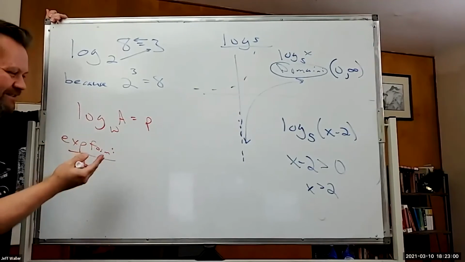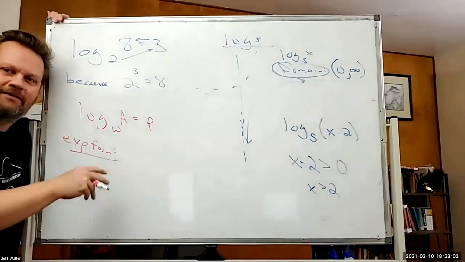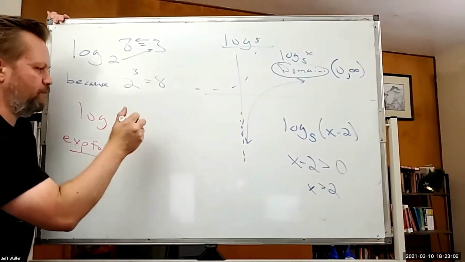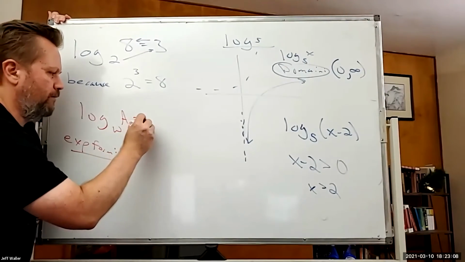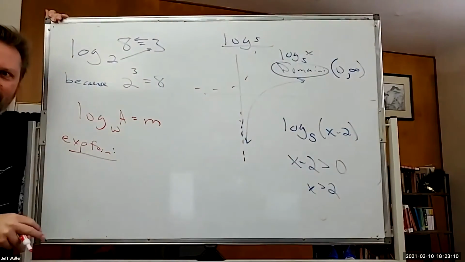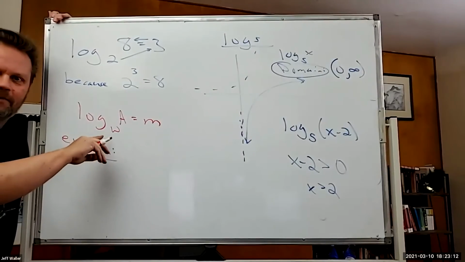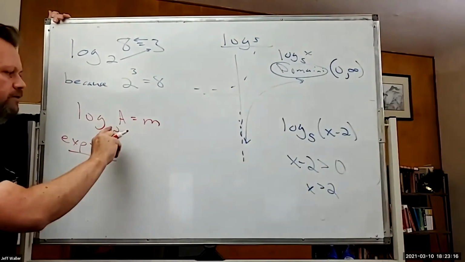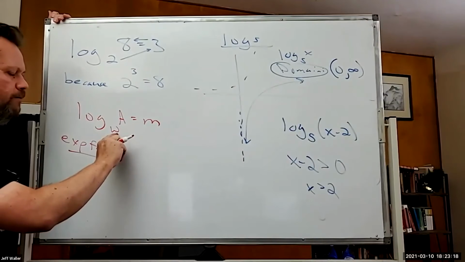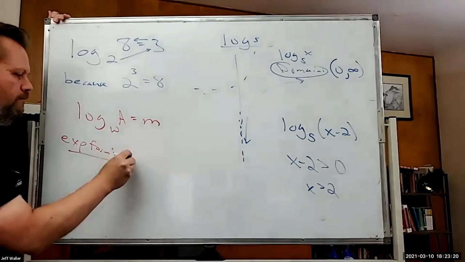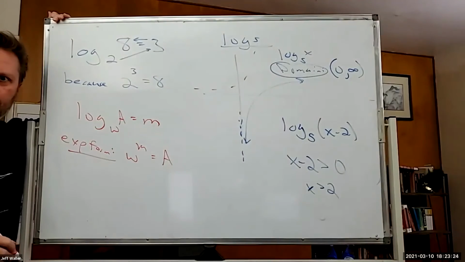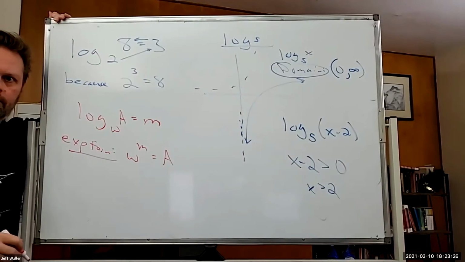W to the M is A. Just in case, I totally made these letters up out of nowhere, so let me make that an M so it doesn't look like something else. Okay. I don't know if anybody got that, but that's fine. So W to the M is A. I like it. No worries, right?